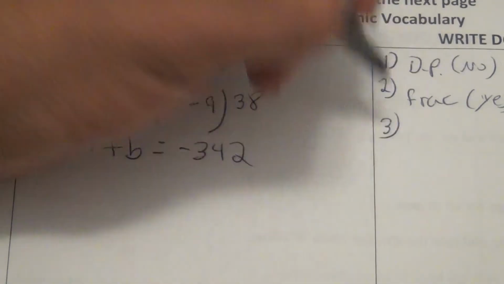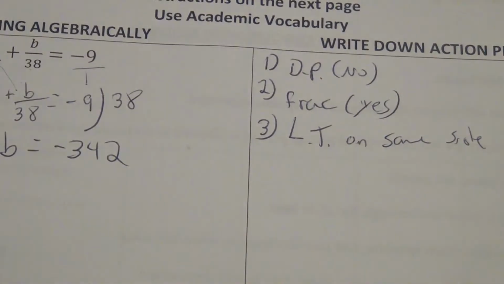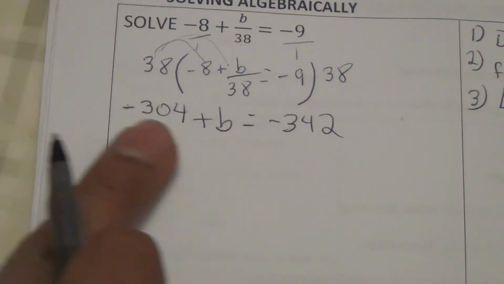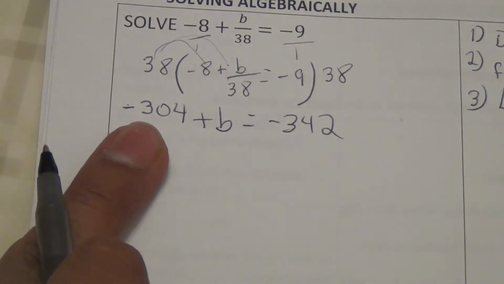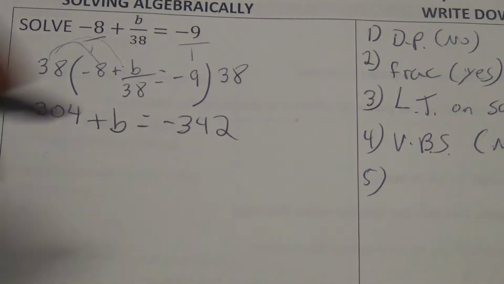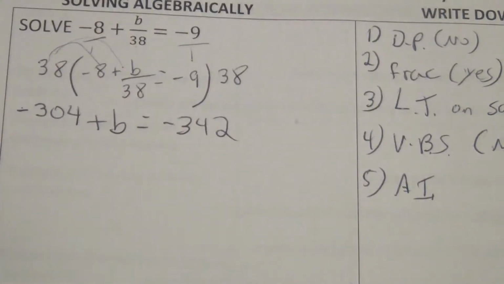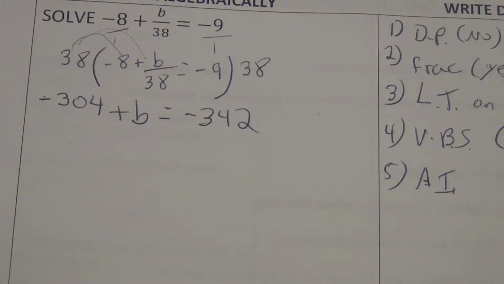Then you proceed to step number 3, which is like terms on the same side of the equation. Do I have like terms here? No. Do I have like terms here? No. So now I'll move on to the 4th step. Variables on both sides. Nope, I only have b on one side. And of course, let's look for additive inverse. Do I have additive inverse? Is there a number that is adding or subtracting? Of course.